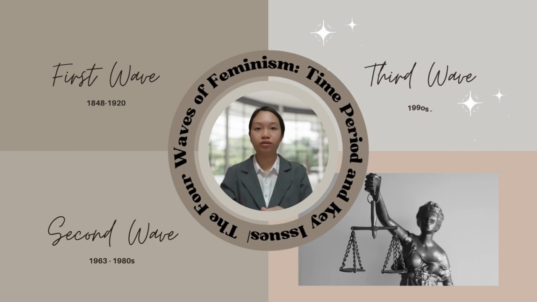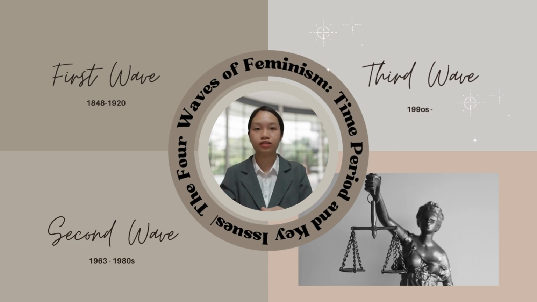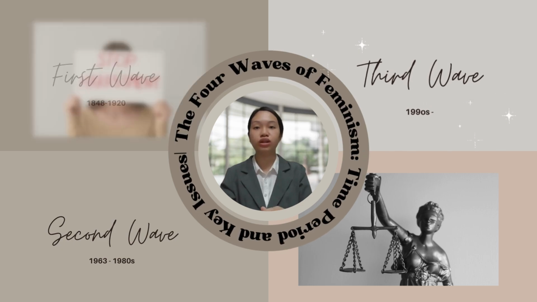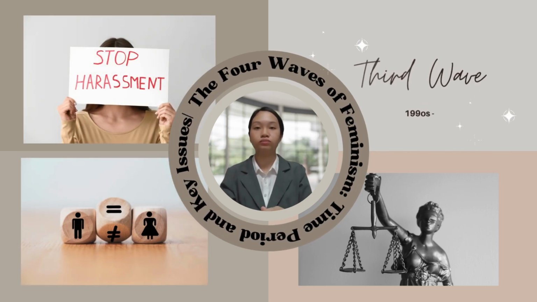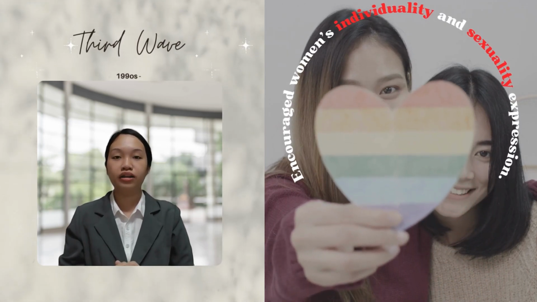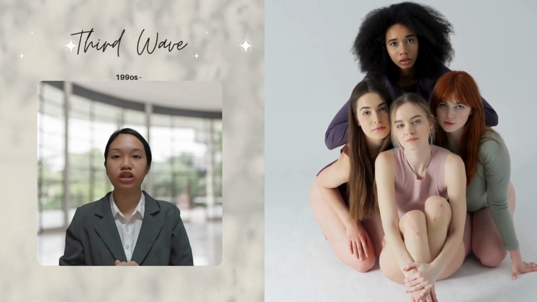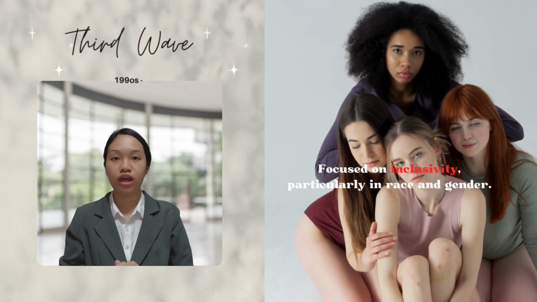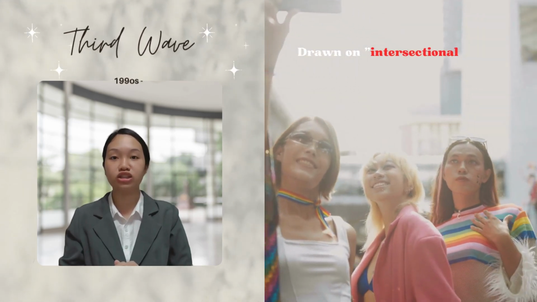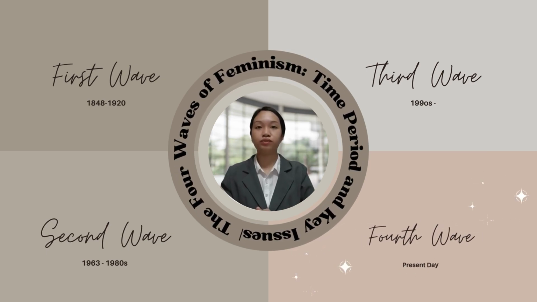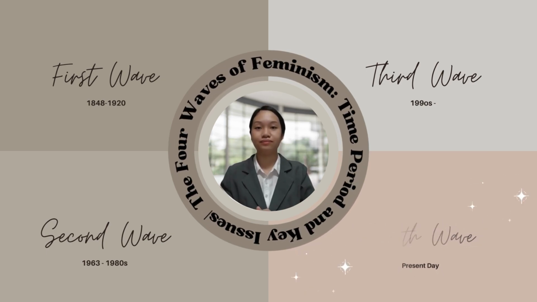The feminist third wave happened in the 1990s, when the movement focused on addressing problems such as sexual harassment and gender inequality. Embracing rebellion encouraged women to express their individuality and sexuality. This movement also focused on inclusivity, particularly in terms of race and gender, and drew on the concept of intersectionality.